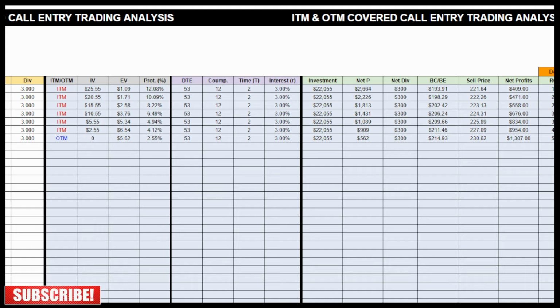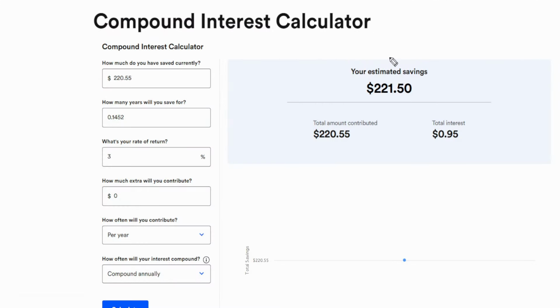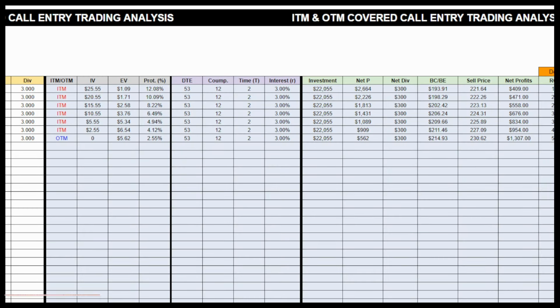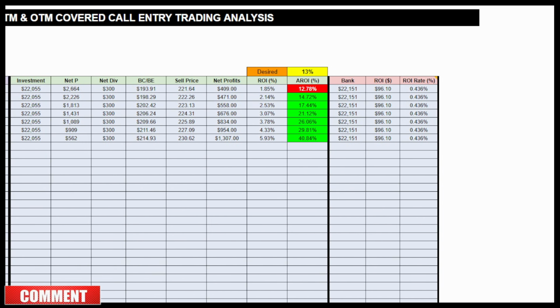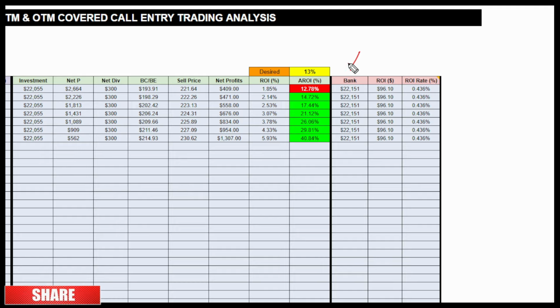22,151, but this is for 100 shares, like I said to you guys, because here in this example it's just one share. If you multiply this by 100, okay, pretty much what I have here in this Excel spreadsheet. Let me see if I can go all the way to the end. Here we go. 221.50, but in this case I already multiplied by 100. That's why it's 22,151. Our interest earnings in the online calculator were 0.95.